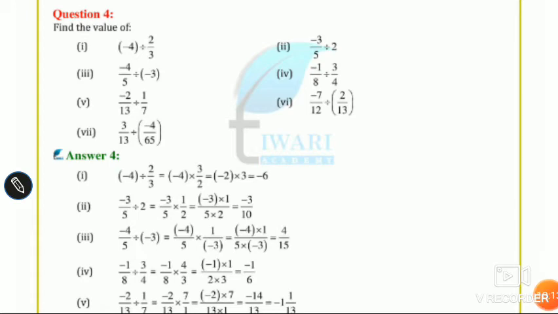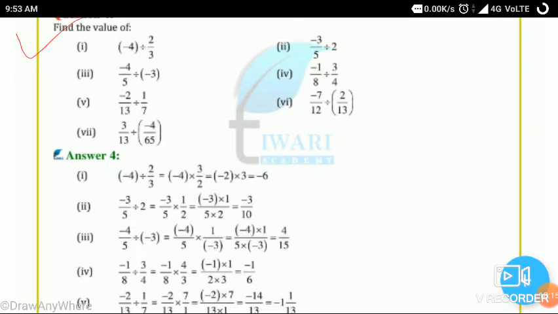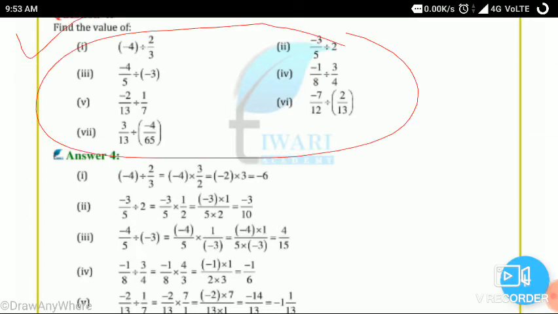Now see question number 4, find the value of. So here all the sums are given of the division method. Okay, division method. So it is also very easy. See, first one is what? Minus 4 divided by 2 upon 3.